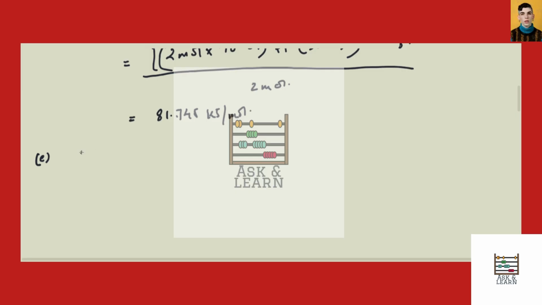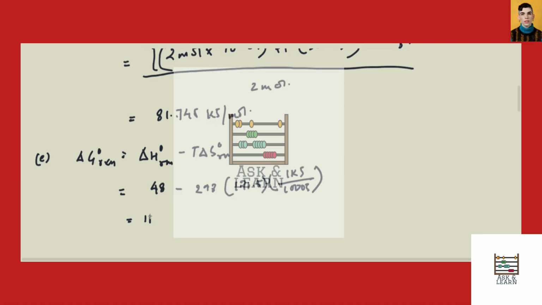Then use the relation delta G naught reaction is equal to delta H reaction minus T delta S reaction to calculate delta G. So rearrange, putting the values, we have delta H reaction is 48 minus T is 298 and delta S reaction is 121.5, and converting this to kilojoules, that is 1 kilojoule upon 1000 joules, that is 119 kilojoule per mole.